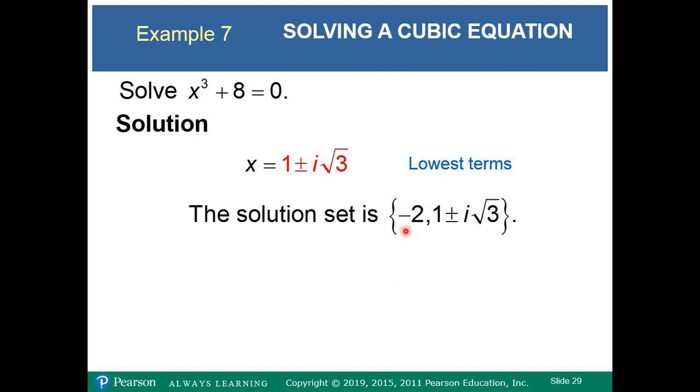Now you can't forget the x equals negative 2. Don't forget it. So in this case, we have 3 solutions. We've got negative 2, we've got 1 plus i times the square root of 3, and we've got 1 minus i times the square root of 3. So there are 3 solutions here.